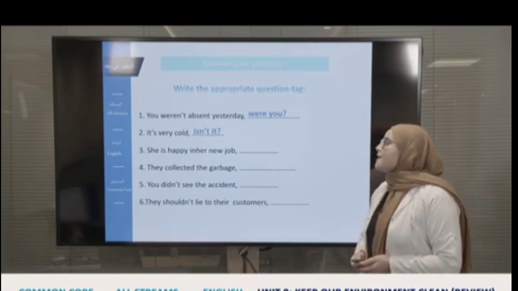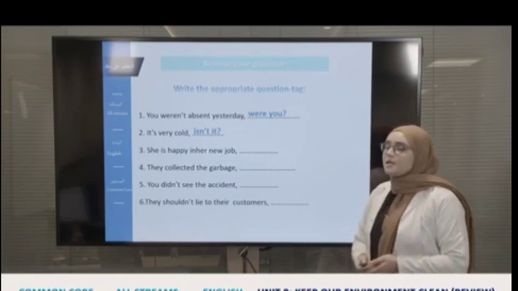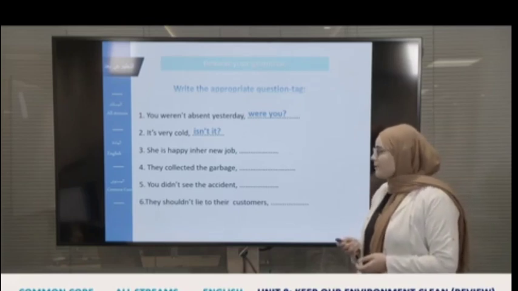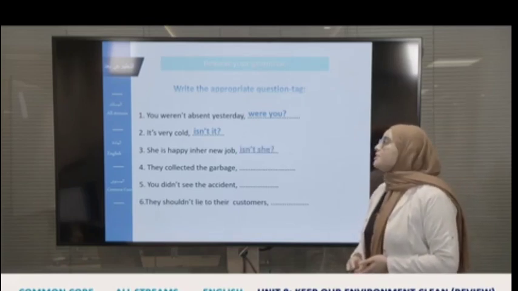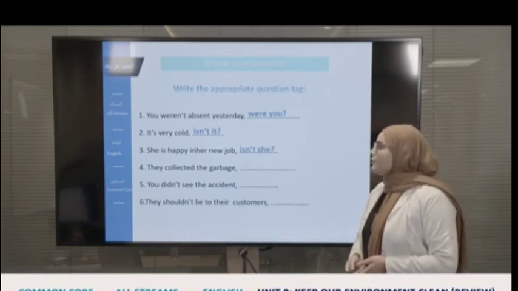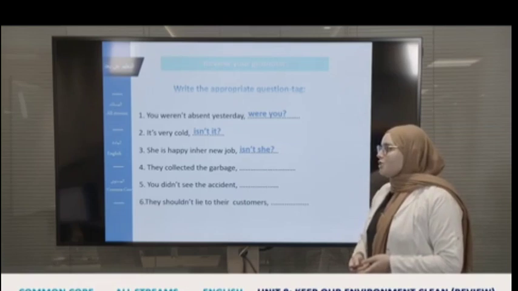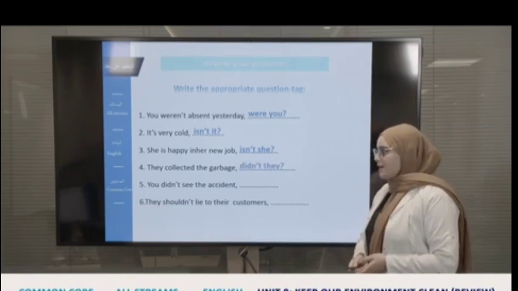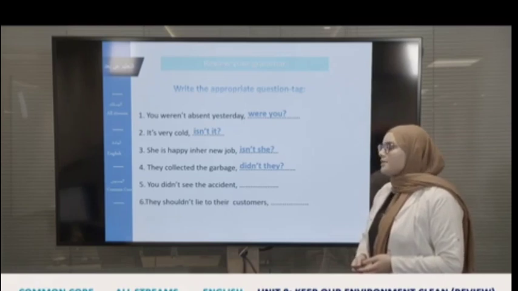Number 3, she's happy in her new job. So here we have a positive statement, so the question tag is going to be negative, isn't she? She's happy in her new job, isn't she? Number 4, they collected the garbage. Here we have a positive statement, so the question tag, didn't they? They collected the garbage, didn't they?